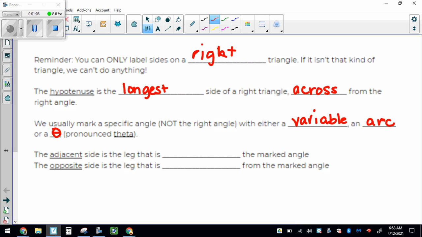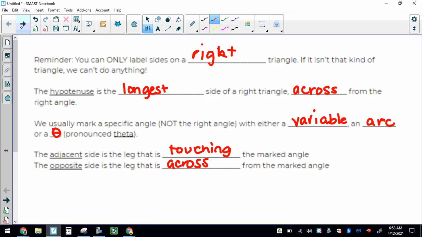So we mark off one angle, and then we can label the other two sides. The adjacent side is the leg that is touching the marked angle, and the opposite side is the leg that is across from the marked angle. So this has nothing to do with the right angle this time. The hypotenuse has to do with the right angle. Opposite and adjacent have to do with the one that got marked.